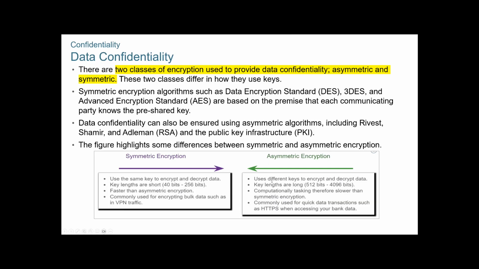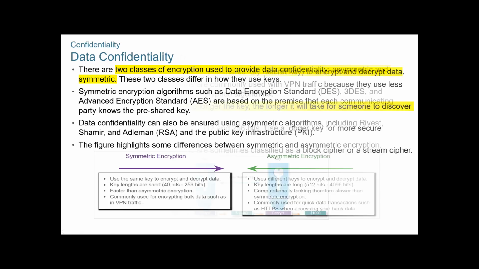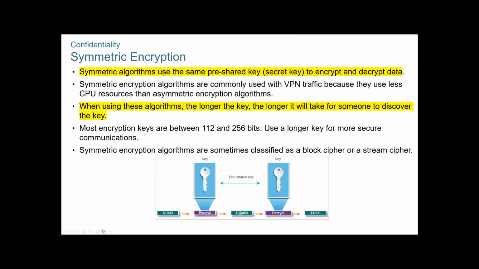Asymmetric, you have different keys to encrypt and decrypt data. Key lengths are longer, therefore it takes longer. Symmetric uses the same pre-shared key to encrypt and decrypt. So whatever comes in, after it's encrypted and decrypted, this key is the same on both sides. It comes out the same. Of course, the longer the key, the longer it takes for someone to discover the key. So you want things long in cybersecurity.